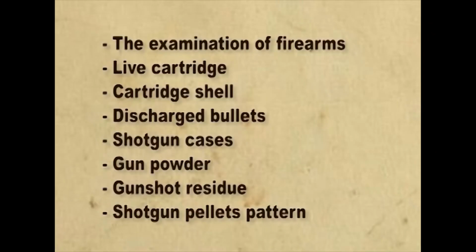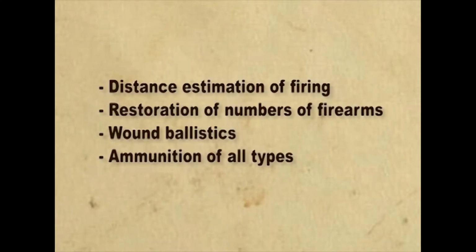Firearm identification unit, or commonly known as forensic ballistics. It involves the examination of firearms, live cartridges, cartridge shells, discharged bullets, shotgun cases, gunpowder, gunshot residue, shotgun pellets, pattern, distance estimation of firing, restoration of numbers of firearms, wound ballistics and ammunition of all types. Moreover, it also includes different types of marks such as serration marks or friction marks, breech face marks, firing pin marks, and extractor or ejector marks in automated weapons.